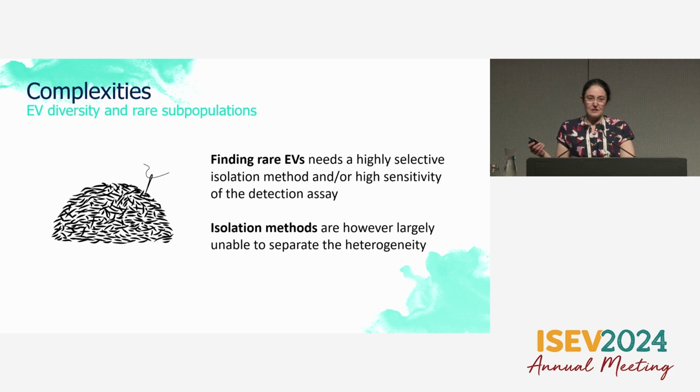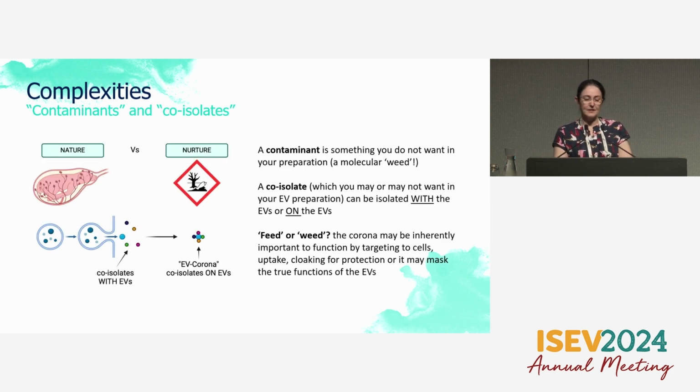The other complexity that I want to highlight, and you'll hear more about through the day, is this idea of nature versus nurture. And I'm a geneticist, so I always think about nature versus nurture, and the idea of what an EV is born with and what does it acquire from its environment. So the environmental factors, for example, we had it in our quiz, the EV corona. And so EVs can mop up their environment.